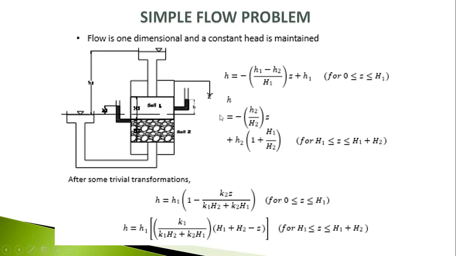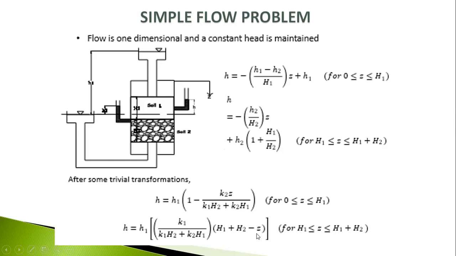For another condition, if z is greater than h1 and z is less than h1 plus h2, then we will have another condition. So we have to put this equation. After calculating these equations, we finally composed them. For these conditions, we finally found these equations. Here we can see another term, k1 and k2. There the coefficients have come: for soil 1, k1, and for soil 2, k2. And for this equation we similarly composed it into another equation, and finally we found these two equations.